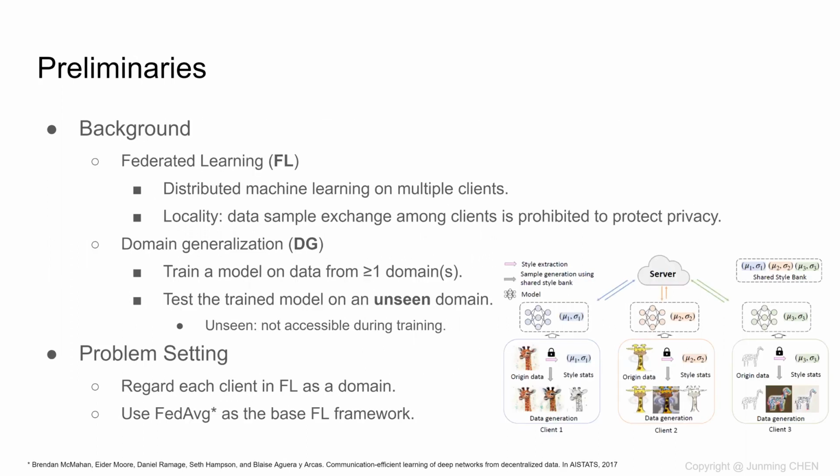Next, let me introduce the background and our problem setting. Federated learning is a distributed machine learning framework trained on multiple clients, in which data sample exchange among clients is prohibited to protect privacy. In domain generalization, we train a generalizable model on data from one or more domains so that the trained model can perform well on an unseen domain. For our problem setting, we regard each client in federated learning as a domain, and we use FedAvg as the base federated learning framework in our work.